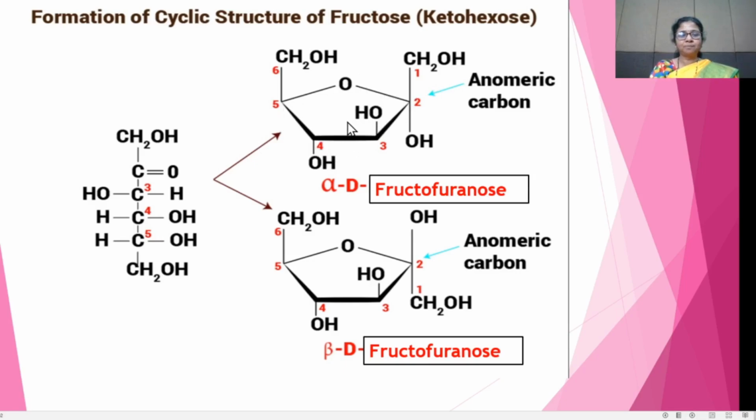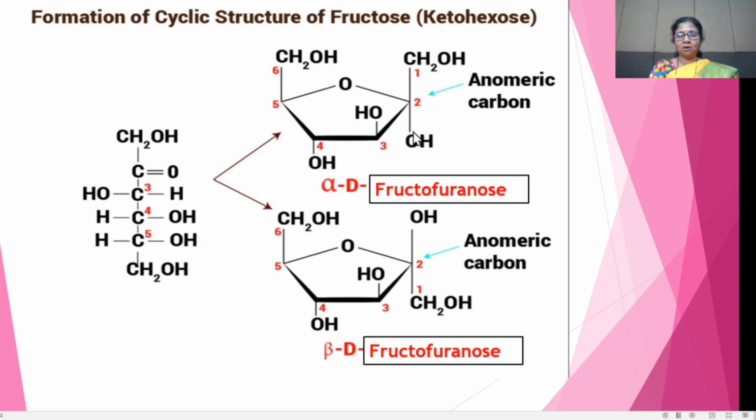Here also, carbon number 2 is the anomeric carbon atom. In glucose, carbon number 1 is the anomeric carbon atom. And in fructose, carbon number 2 is the anomeric carbon because the carbonyl group is present on carbon number 2, and the ring forms between carbon number 2 and carbon number 5.